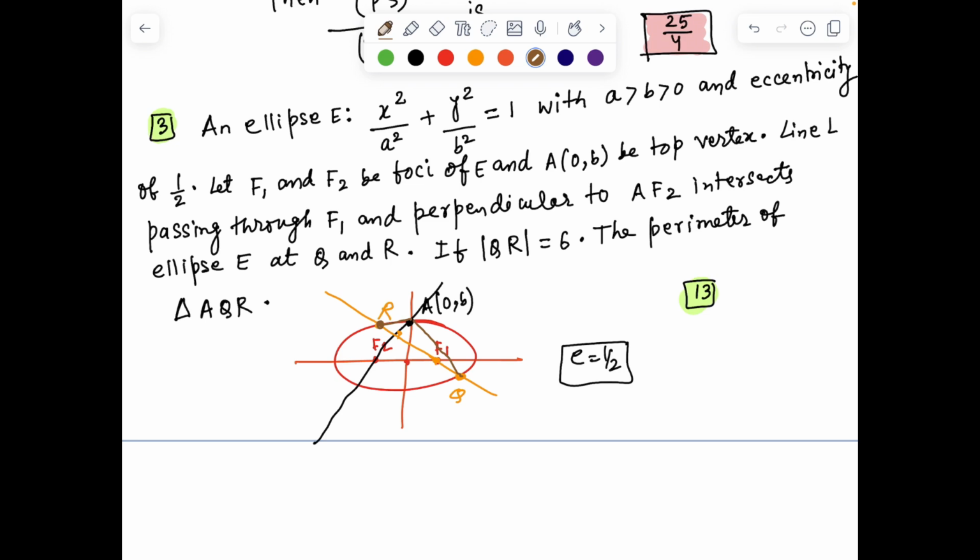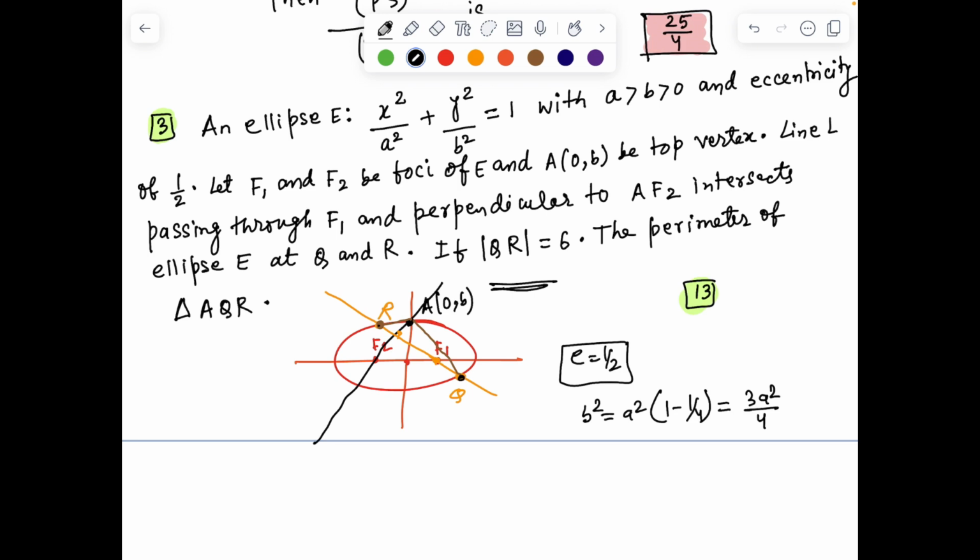So of course, with the given information of eccentricity, I can relate a and b. So b square equals a square into 1 minus e square, so 1 by 4. That gives 3a square over 4, right? So b and a are related. We are having one more relation with QR equal to 6. Okay, so now how to find QR? That's a challenge.